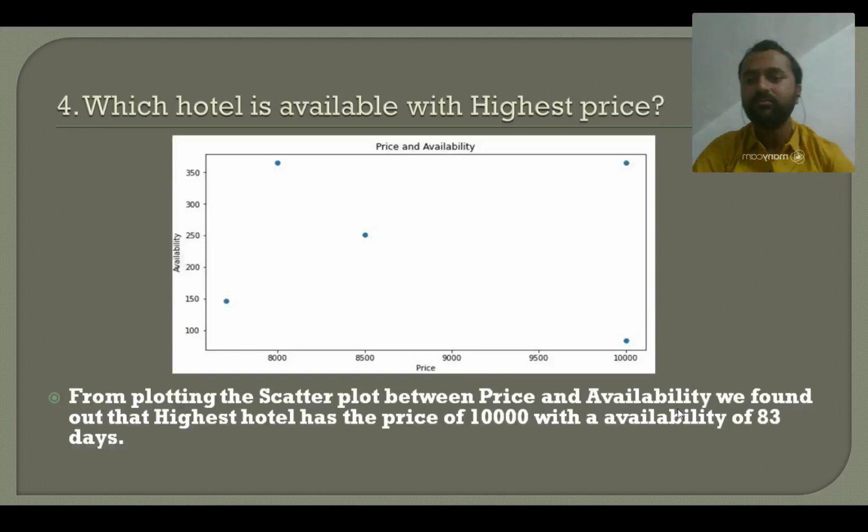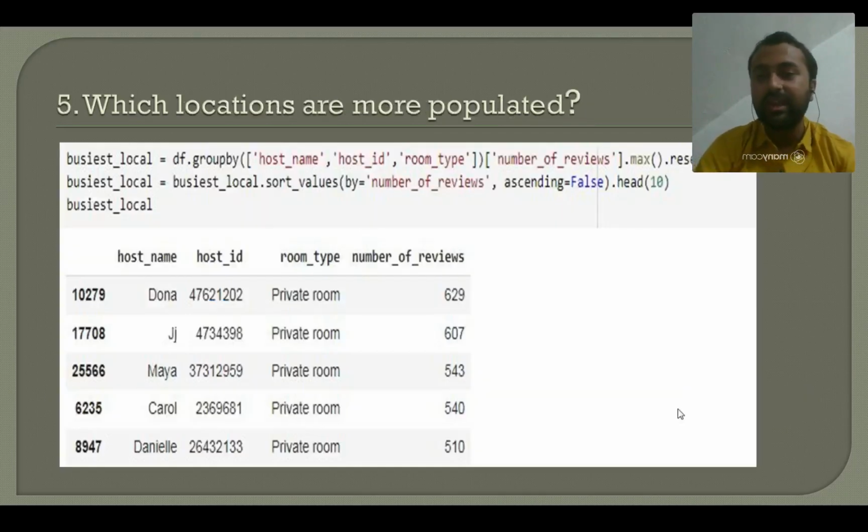Here you can see that I plotted a scatter plot between the price and availability, and I found out that the highest-priced hotel has a price of 10,000 with an availability of 83 days. Next, which locations are more populated?